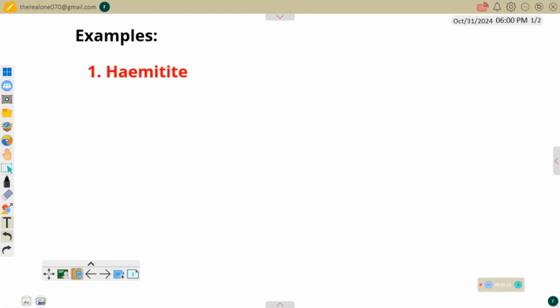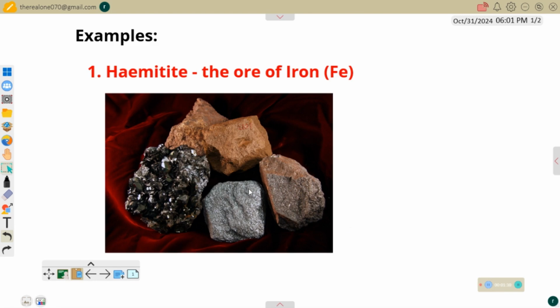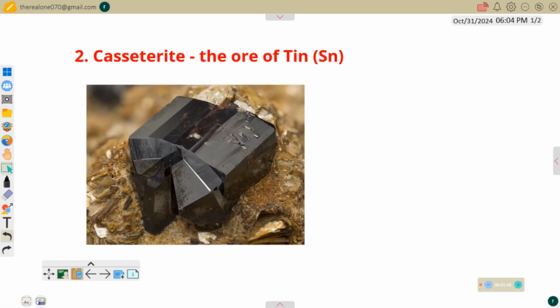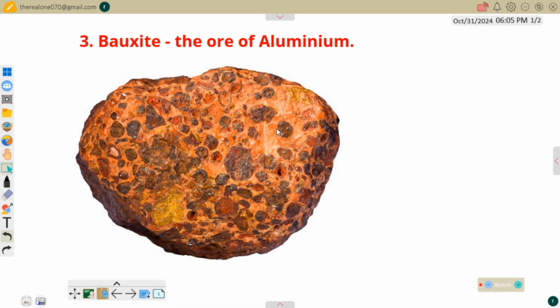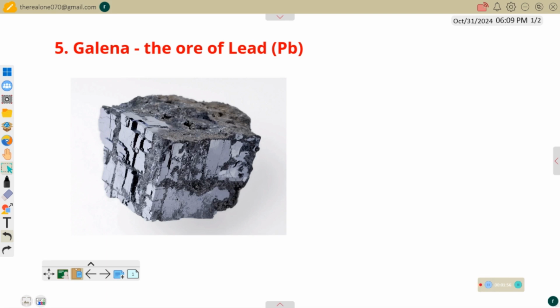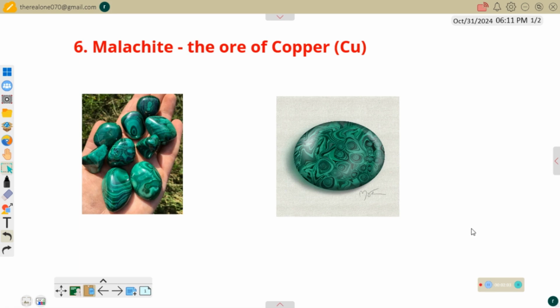For example, hematite. This is the natural ore of iron. So this is hematite, the natural ore from which iron can be extracted. Cassiterite. This is the natural ore for tin. Cassiterite is the natural ore from which tin can be extracted. Next, we have bauxite, the natural ore for aluminium. Next, we have zinc blende, which is the ore of zinc. Next, we have galena, which is the natural ore for lead, Pb. Next, we have malachite, which is the ore of copper. So this is just to mention a few examples of metallic ore.